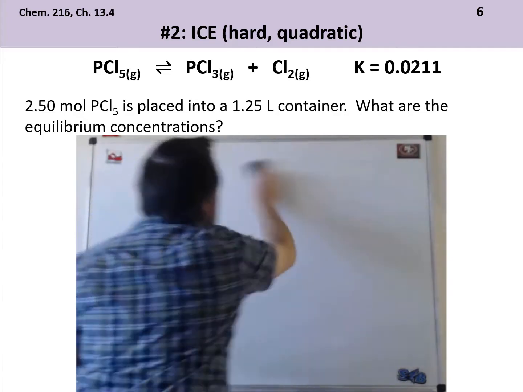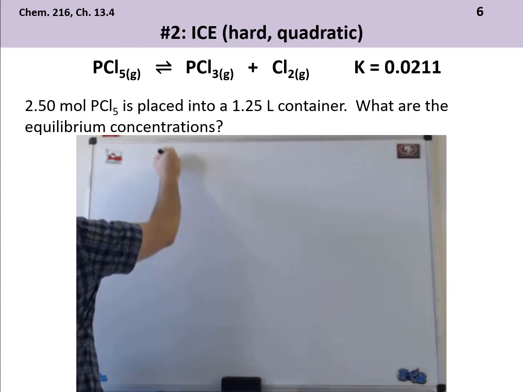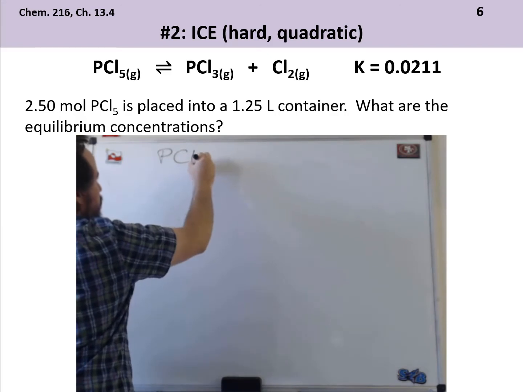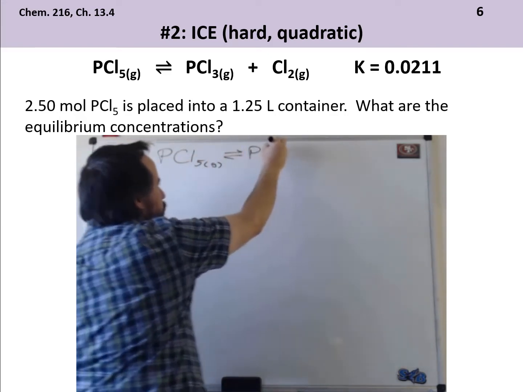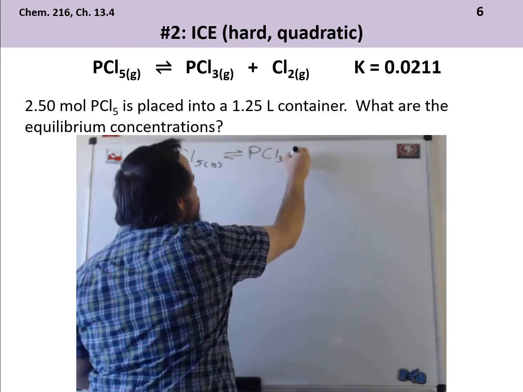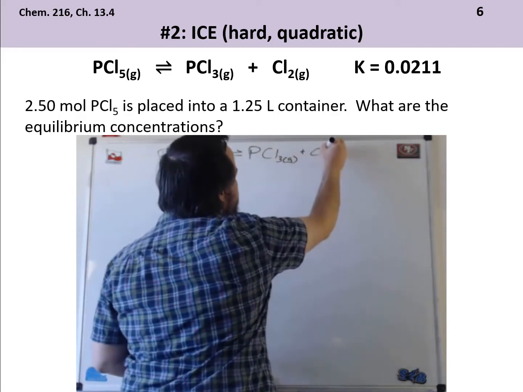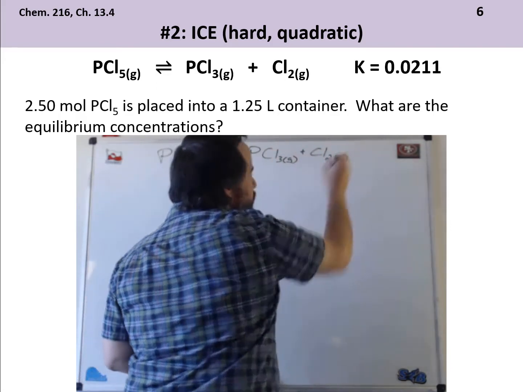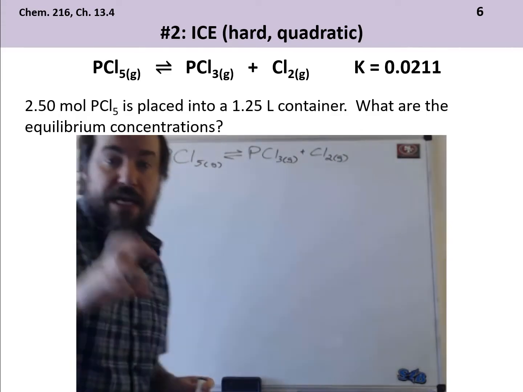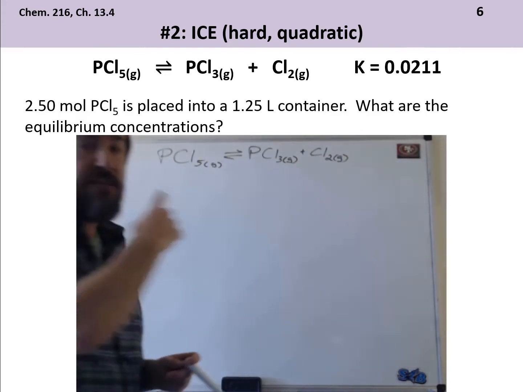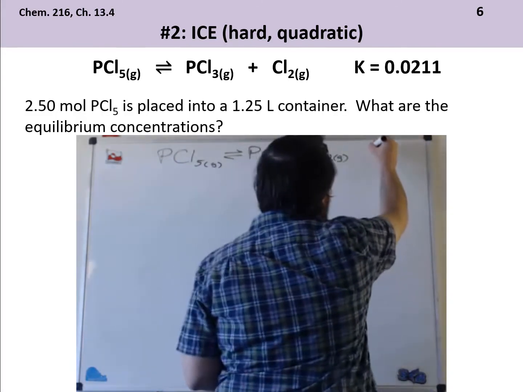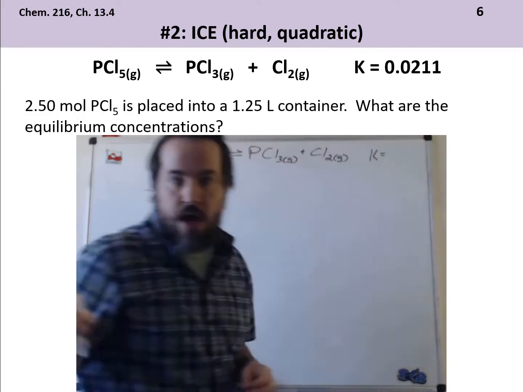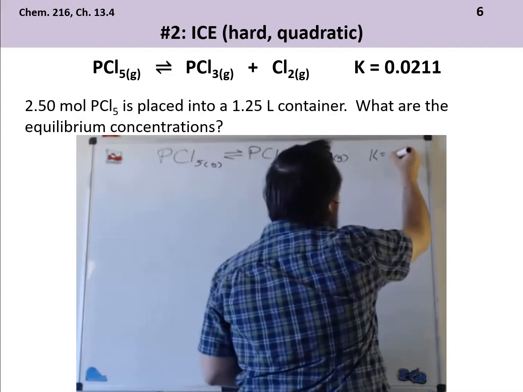Do this every time. Now, the states are really important because the states tell me whether it's going to be involved in the Q or the K. These are all gases, so they're all going to be in Q or K. All right, so we're told that K equals 0.0211.